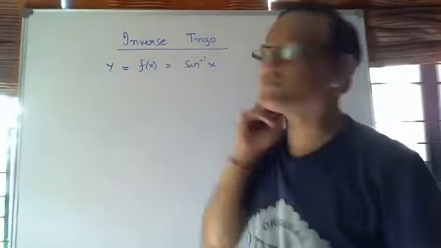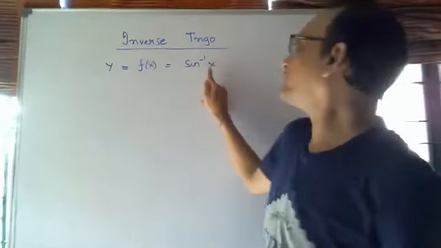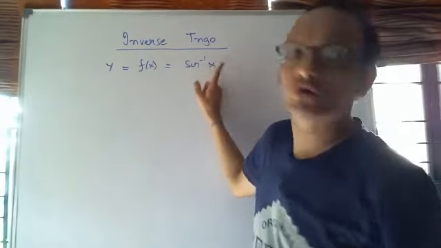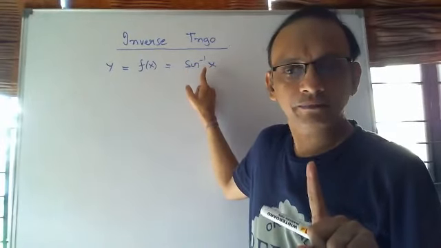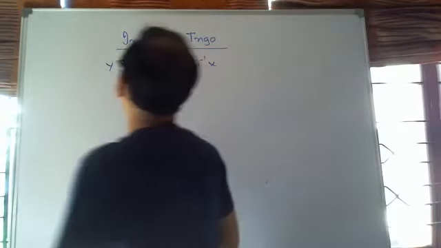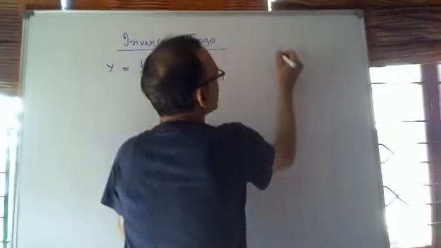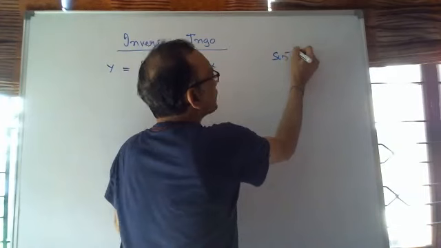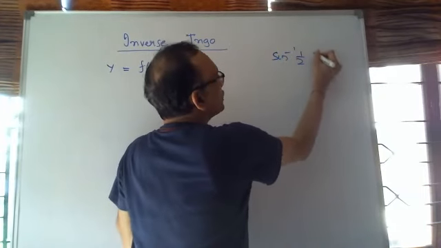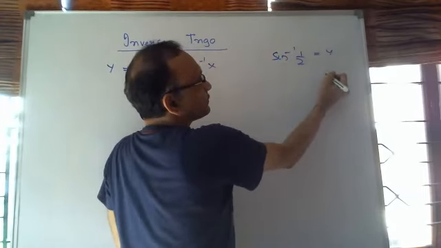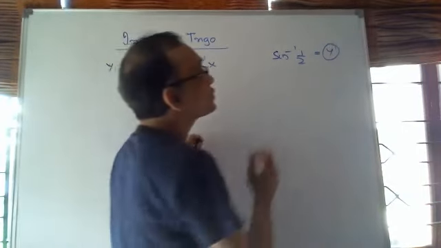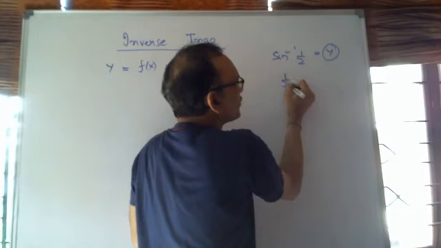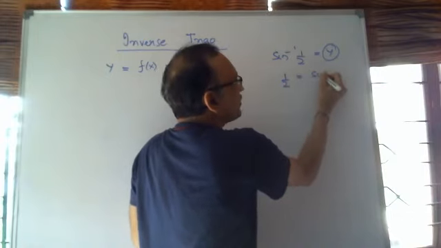Very clearly, if it's a function of x, then for a given value of x, it should give me only a unique output. But if I say sine inverse half equal to y, then I should actually get only one value of y. But this really gives me multiple values of y. Half then is sine y.